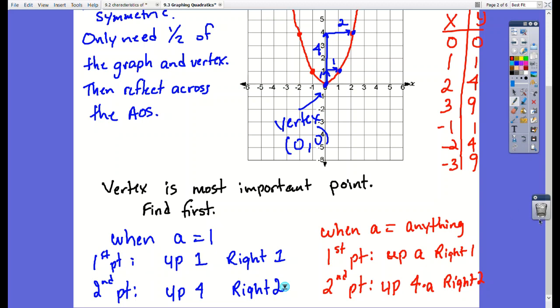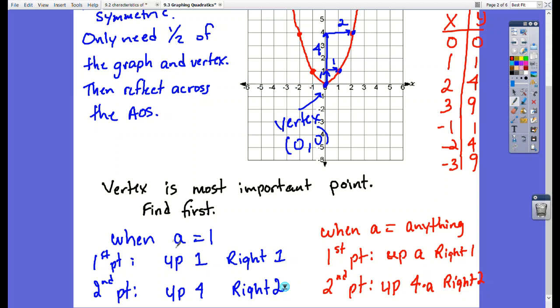So if your A value is 1, just go up 1, right 1, up 4, right 2. Or if it's anything else, you're going to go up A, right 1, up 4 times A, right 2. This works 100% of the time. And then once you know one point, you can either reflect it across, or instead of going up 1, right 1, you can go up 1, left 1, up 4, left 2, right? You can just count it that way. Counting is much, much easier in these problems.